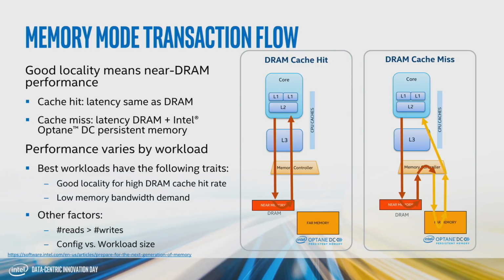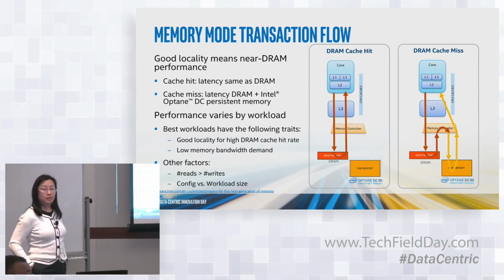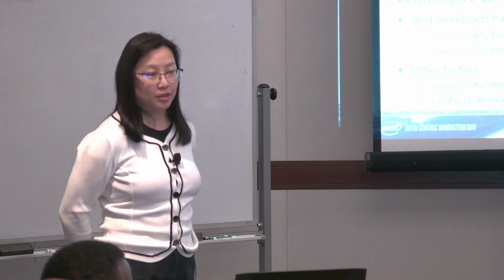Okay, with that basics, I want to talk a little bit about workloads, and then we'll get into some examples of workloads. The performance varies by workload. So the writes to cache or the write back, is that how this works? Oh, for writes to the DRAM cache?